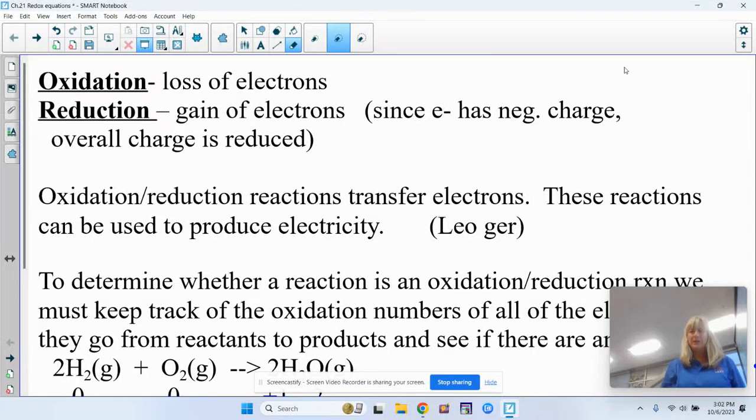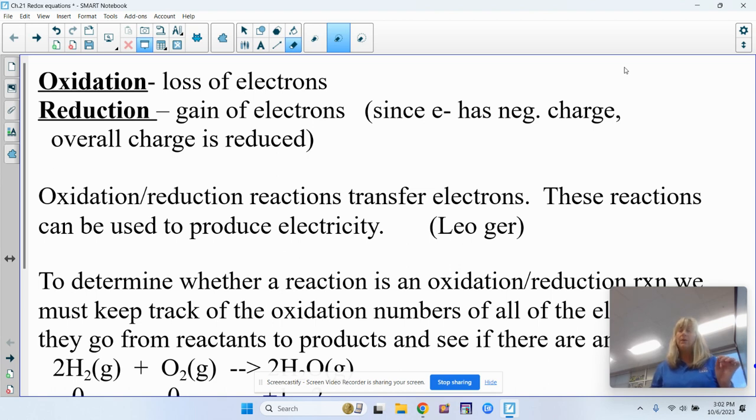Hello. Today we're going to talk about oxidation and reduction and then balancing oxidation and reduction reactions. So, first of all, oxidation is when an element is losing electrons. Reduction is when that element is gaining electrons.